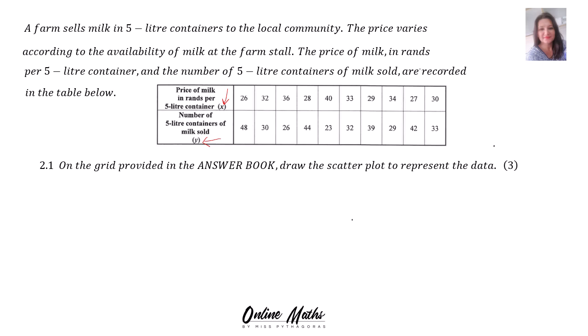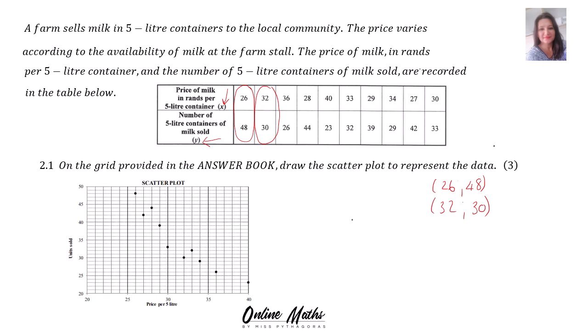So for us to draw a scatter plot, we will need ordered pairs. We will need an X and a Y coordinate. Your first coordinate is 26 and 48. Your next coordinate will be 32 and 30, etc. And remember, this is a very accurate graph that you're going to make. So there's your scatter plot. Remember the name, and also label your axes: the x-axis, x values, price per 5-litre, and the y-axis, units sold.